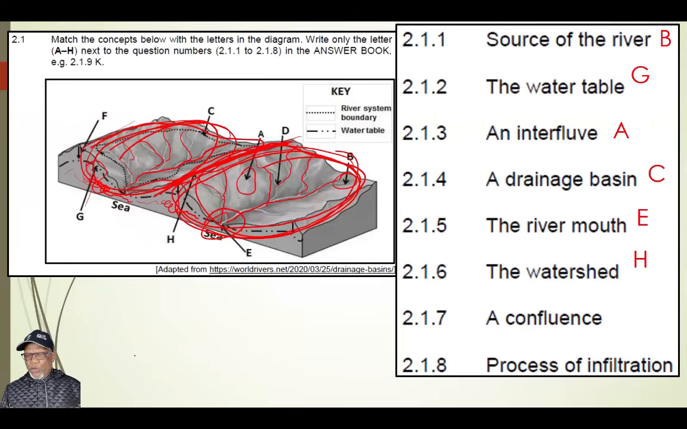Then we have a confluence. What is a confluence?